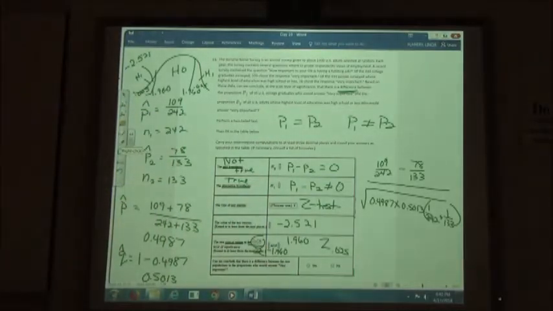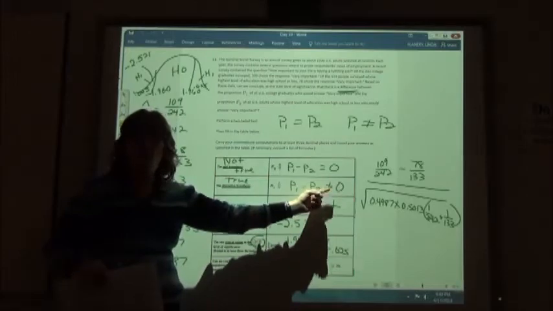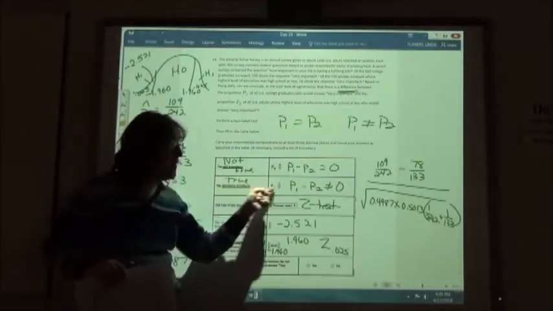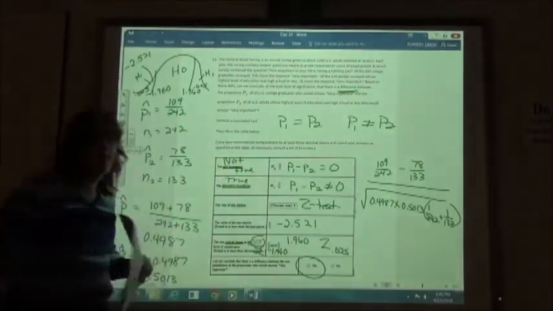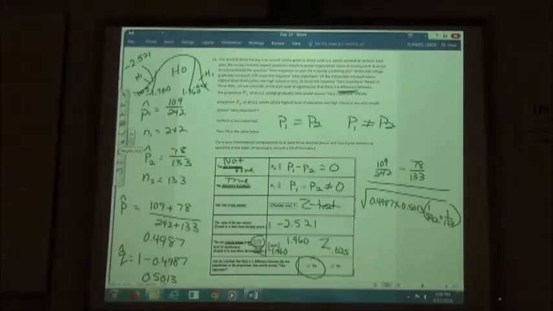So the question says, can we conclude that there is a difference? Yes, we can. They're not equal, which means there is a difference. That is my true statement. Yes, we can conclude there is a difference. They're not equal.